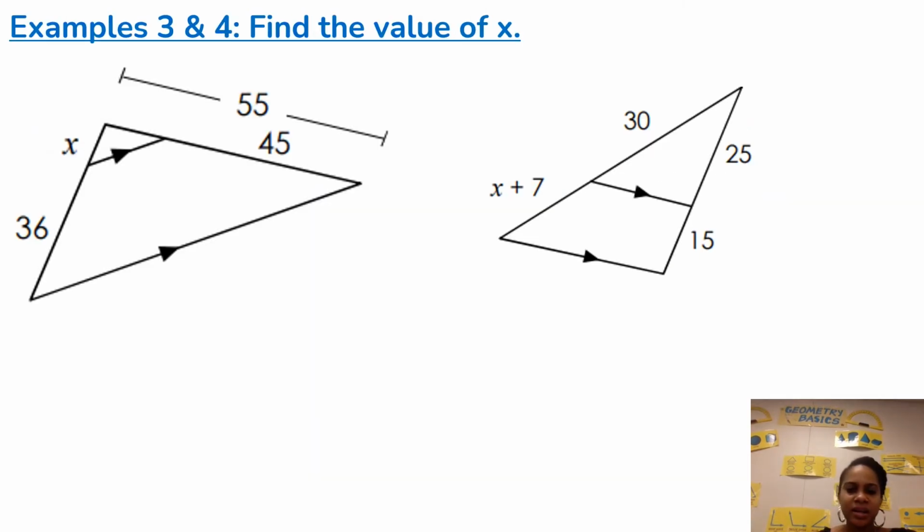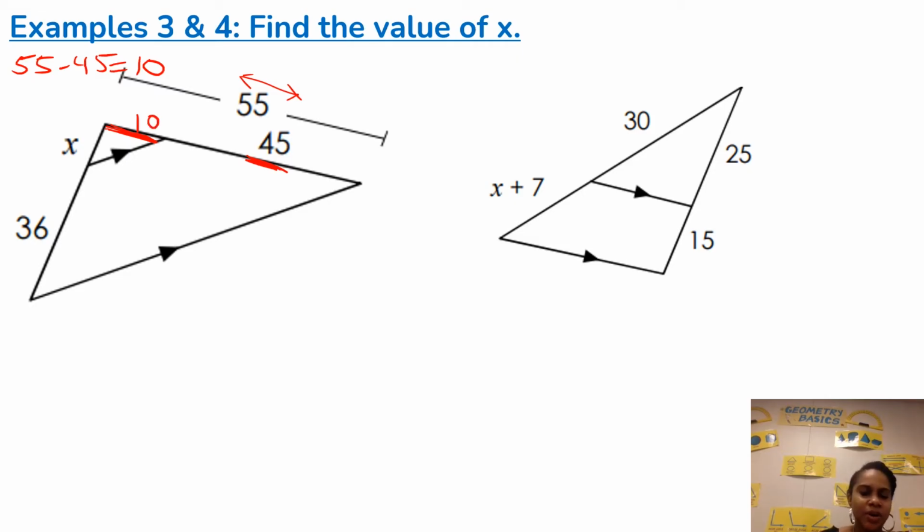All right, so let's take a look at these two right here. We can see that we have the length of an entire side of 55. So we need to find the length of this little piece right here. So if this part is 45 and we know that the entire length of this side is 55, we could simply subtract 55 minus 45, that is 10. So this side right here is 10.